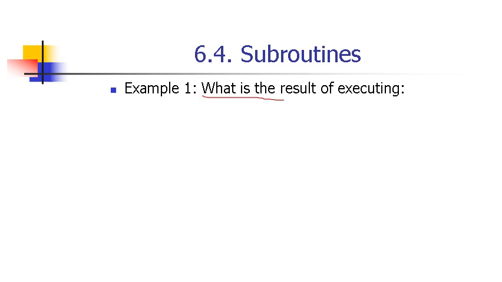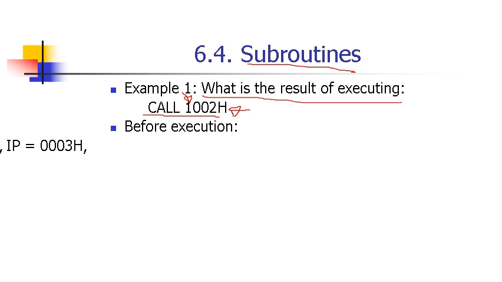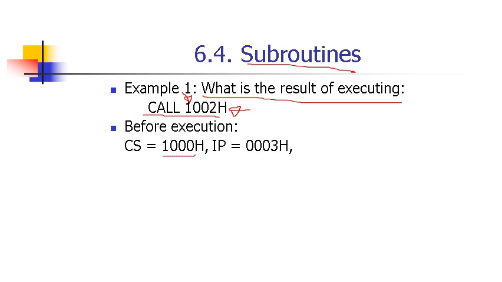Example. You're calling a subroutine by providing a 16-bit operand, which means this is a near procedure. You have only to modify your IP. So you have to replace whatever value is inside your IP by this value, but because this is a subroutine, a procedure, you have to store the current value of your IP into the stack. Before execution, this is your CS, which stays as is, and this is your IP.